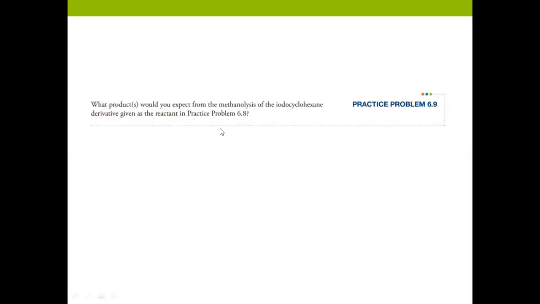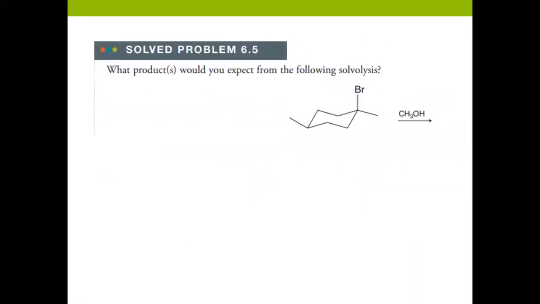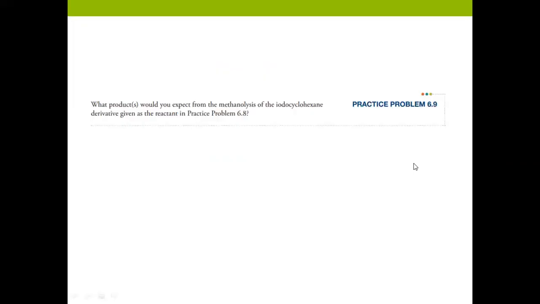I think you can answer this one. Iodocyclohexane, of course, you just have to write the iodocyclohexane, given as a reactant in practice 6.8. So the reactant, and then, of course, your reagent is methanol. So you can do this one, 6.9.